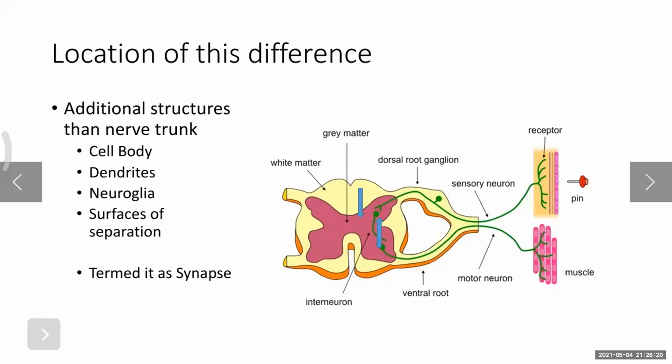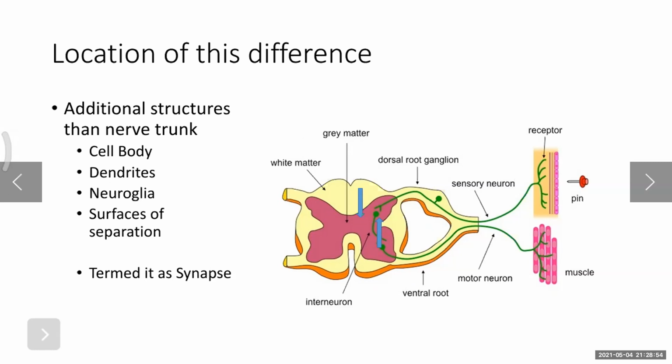And he deduced that by looking at the neuron, the cell body and dendrites are common between the peripheral nerves as well as the central nerves. So that may not be the reason. And then he was thinking, could neuroglia be the reason, or could the surface of separation be a reason? Eventually, he came to a conclusion that neuroglia is not going to perform a major function. It might be having something else. And so the surface of separation could be a reason for the differences in function.